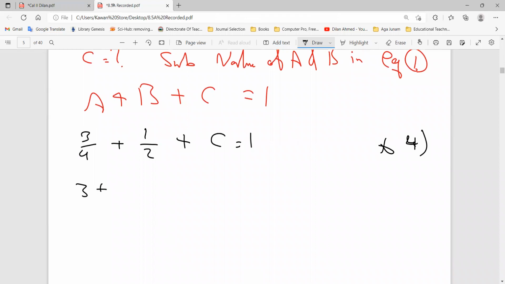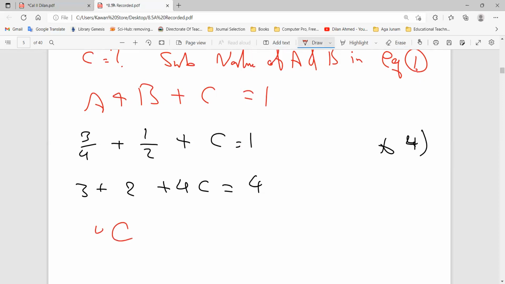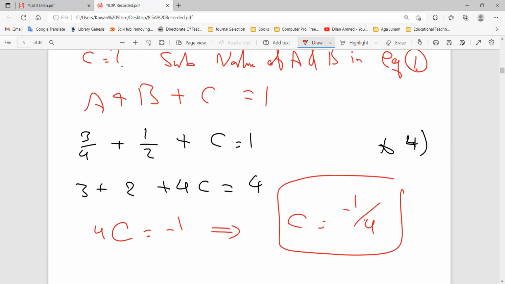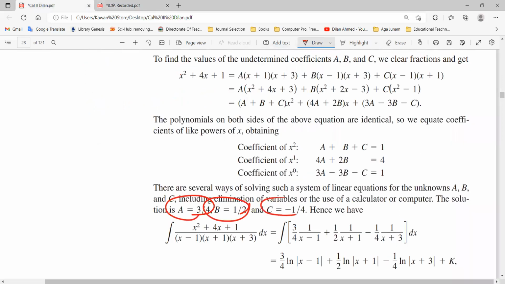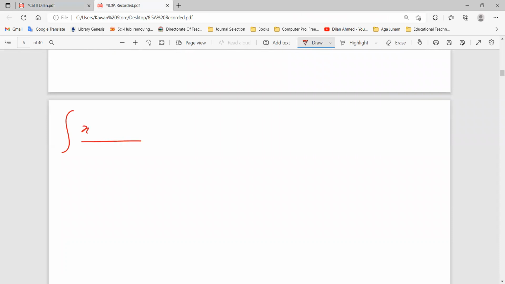So I get 3 plus 2 plus 4C equal to 4. Or you can make a common denominator, up to you. I think that one is easier for me. So I multiplied by 4. So I get 3, 2, 4C. So 5 minus 1, the result will be equal to... let me check if I made a mistake or not. Everything is good.